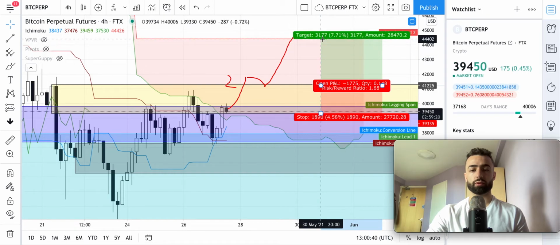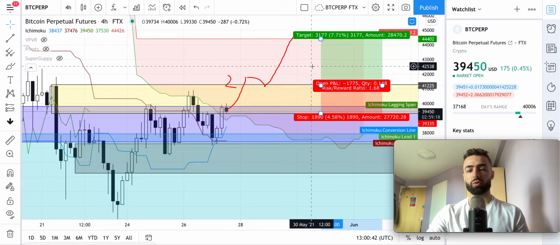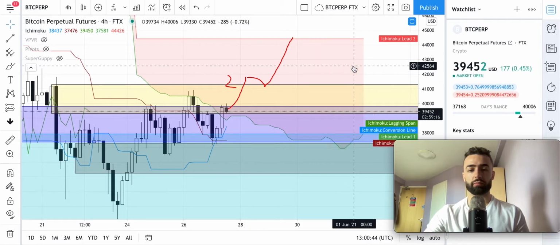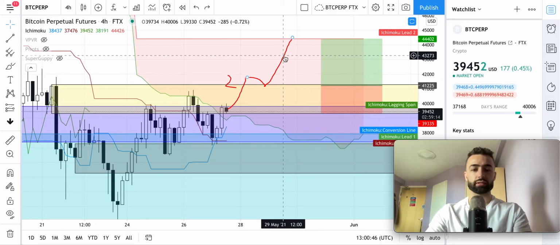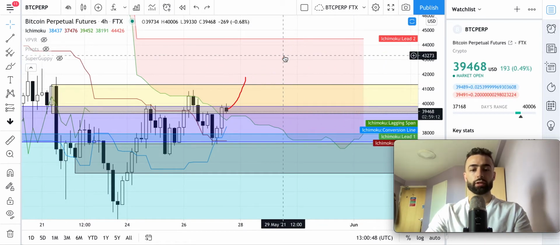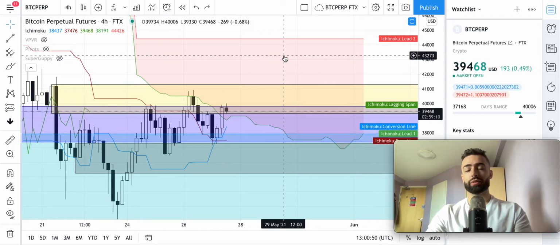Let's see what the risk reward is for that. About 1.68. It's not amazing, but it is what it is. So that's what we're currently dealing with on Bitcoin right now.